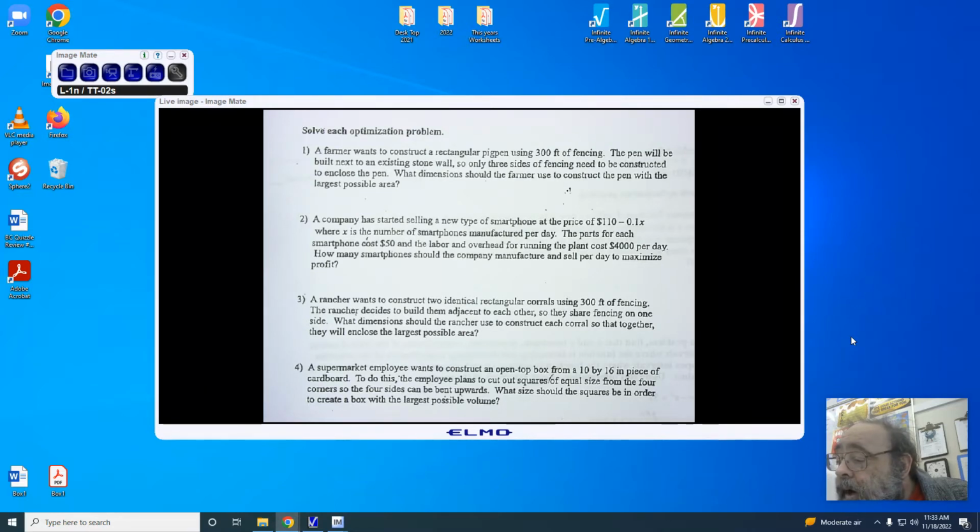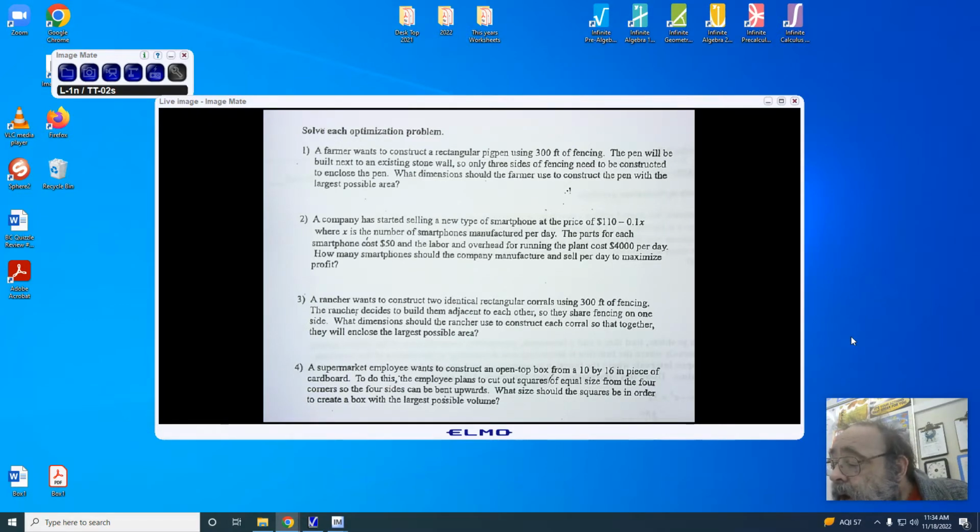Number 2, a company has started selling a new type of smartphone at the price of $110 minus 0.1x, where x is the number of smartphones manufactured per day. The parts for each smartphone cost $50, and the labor and overhead for running the plant cost $4,000 per day. How many smartphones should the company manufacture and sell per day to maximize profits?